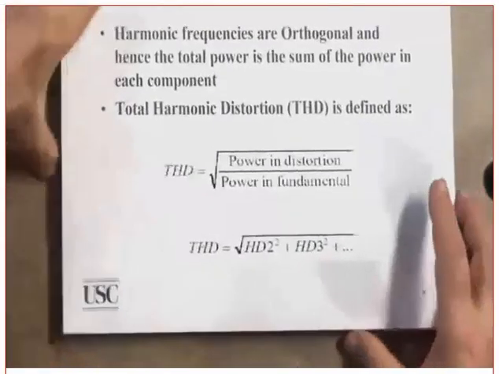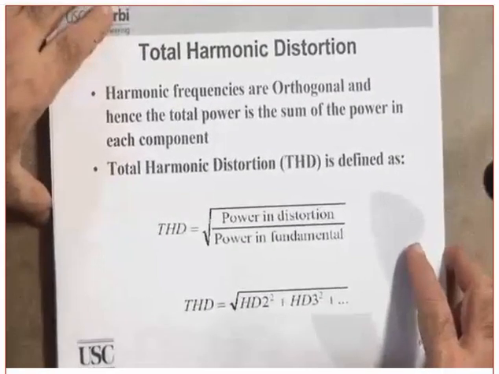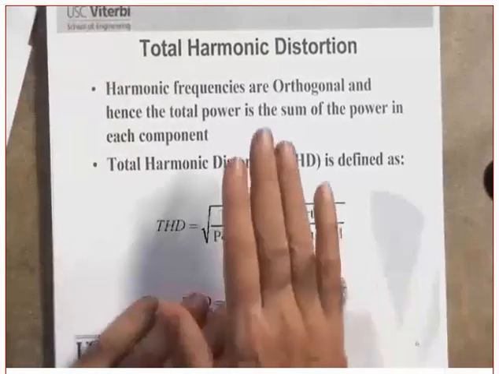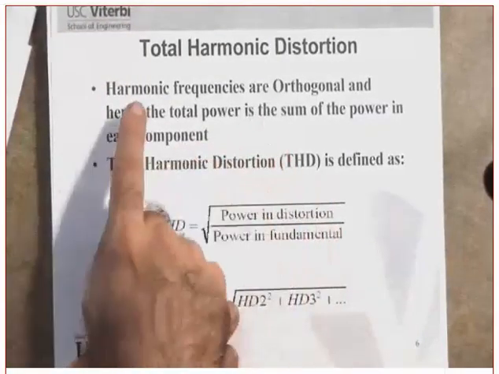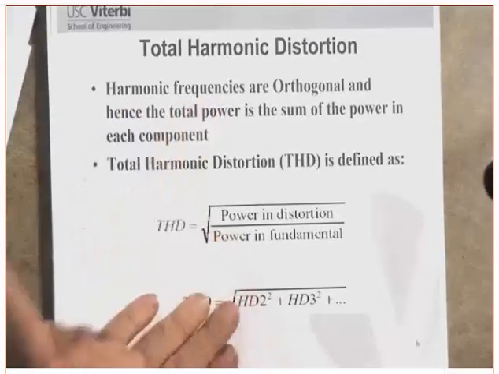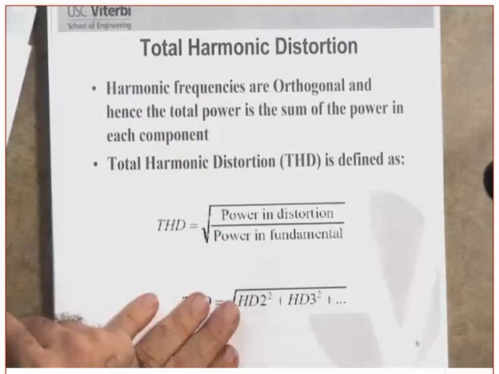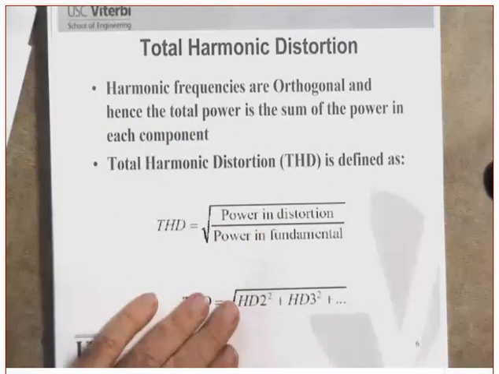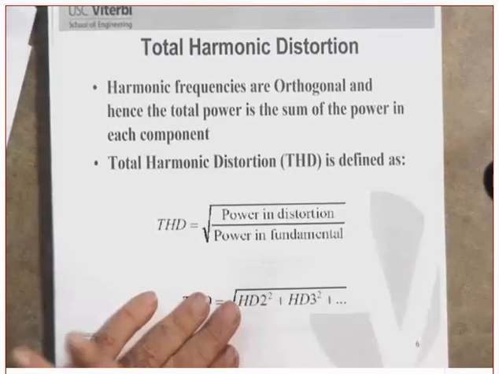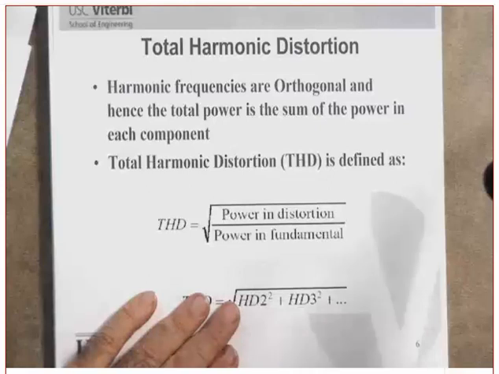Now, the total harmonic distortion, what are we talking about? This is very crucial. I need you to understand it. Are the harmonic frequencies orthogonal? Second harmonic, third harmonic, fourth harmonic, are they orthogonal? What does orthogonal mean? When we say two signals are orthogonal, what does it mean? If you multiply these two and integrate over one period, the answer would be 0. We say the two signals are orthogonal.